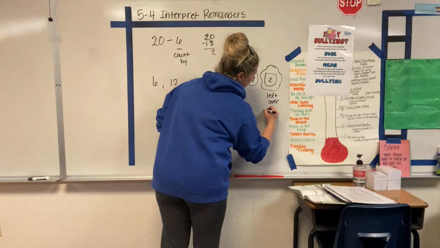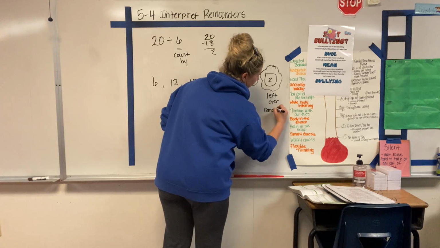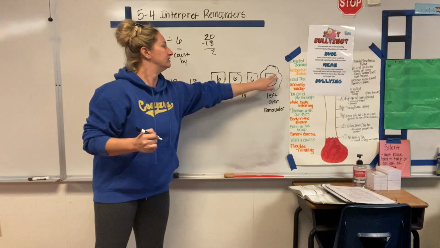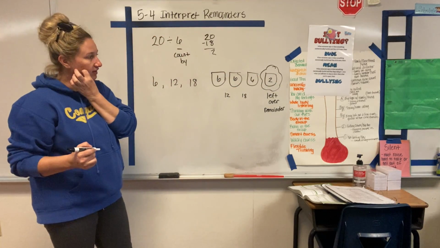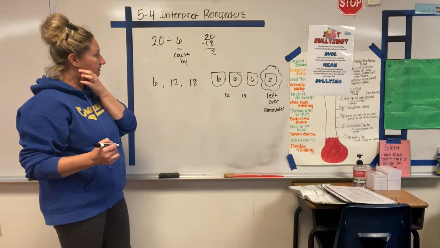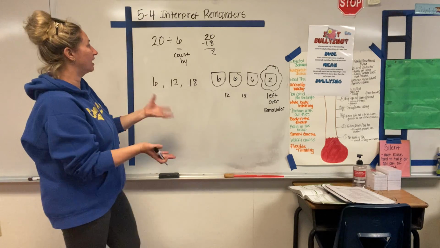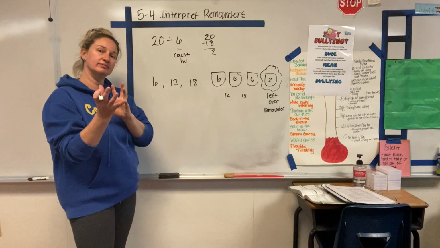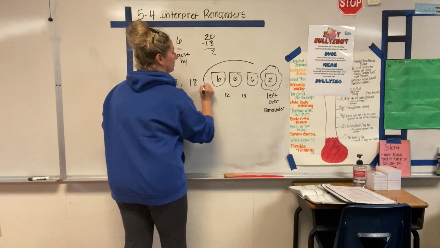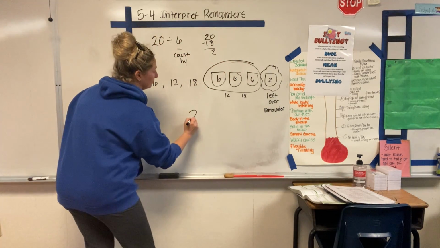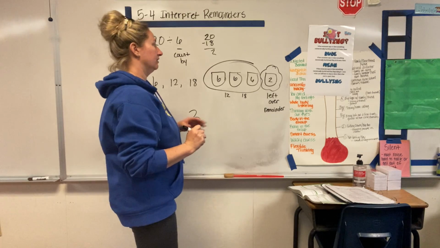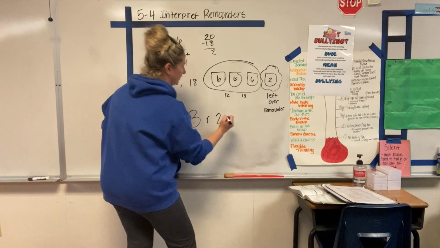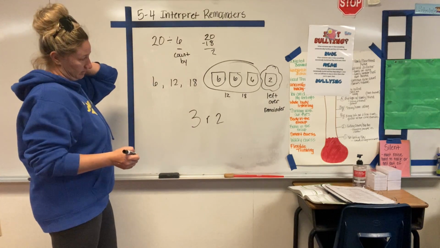Okay, this is your remainder, because I didn't have a whole other 6 to go in that basket. So only 2 left over. So then when you do the division problem, it's how many times does 6 go into 20? 6 whole times. 3. Okay, so 3 whole times, with 2 left over. So remainder 2, 3 remainder 2.